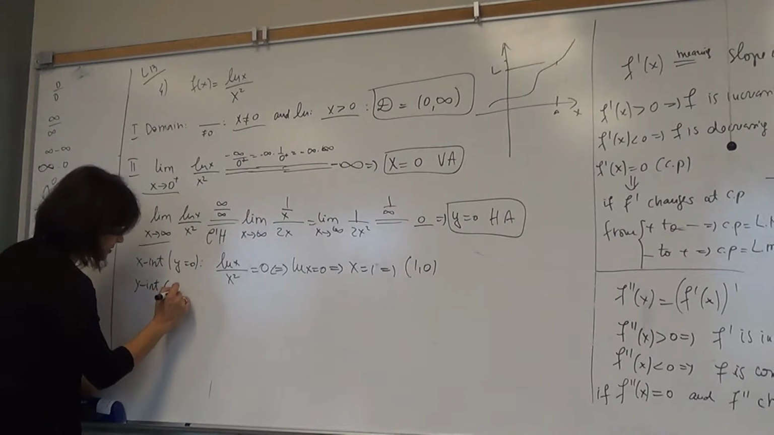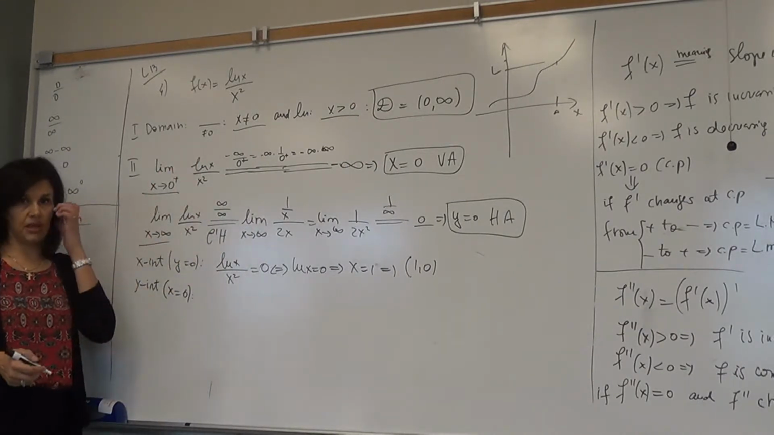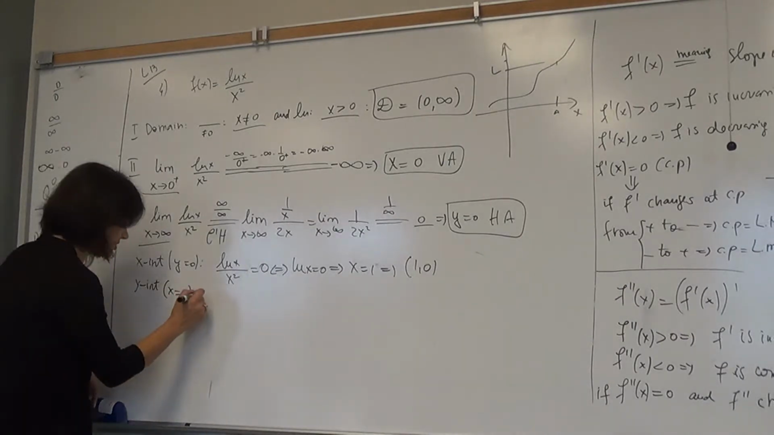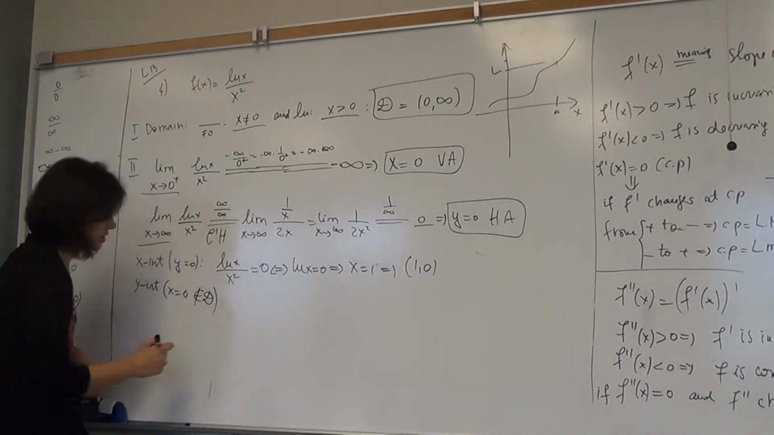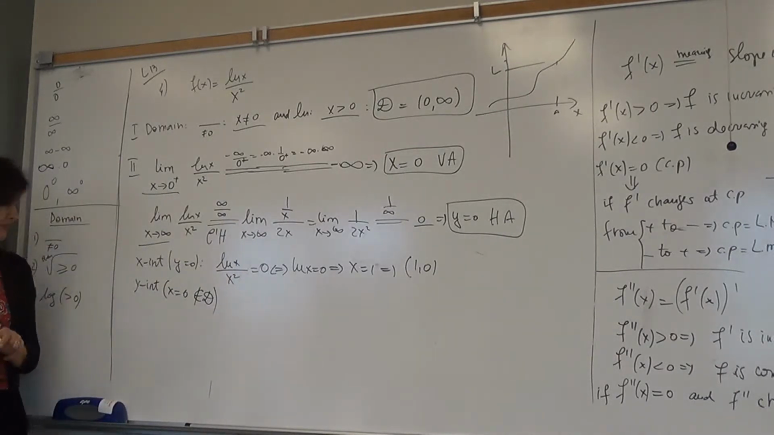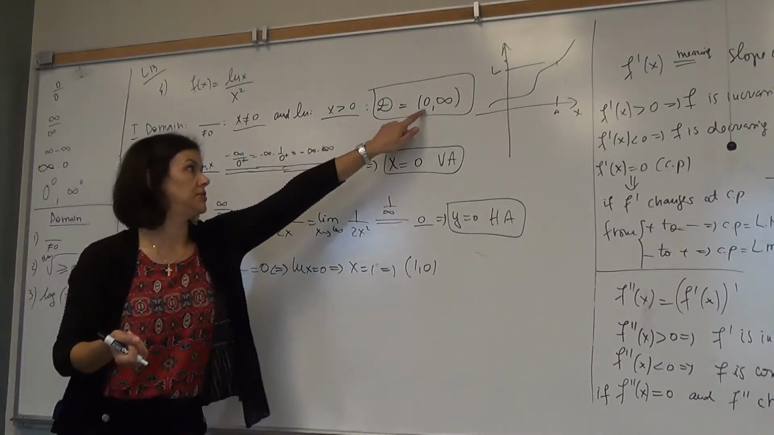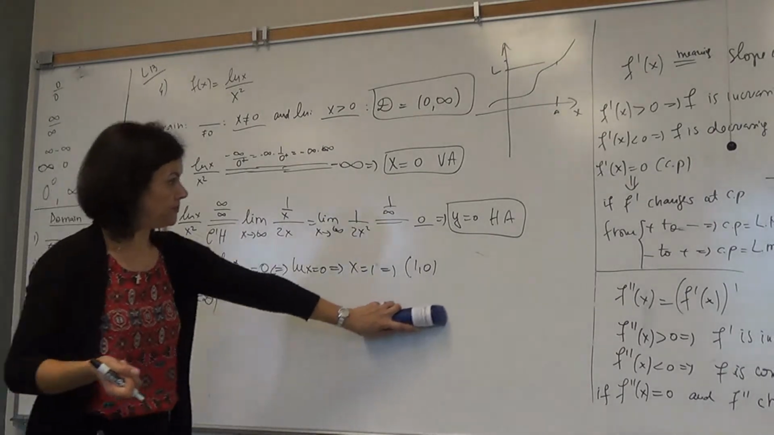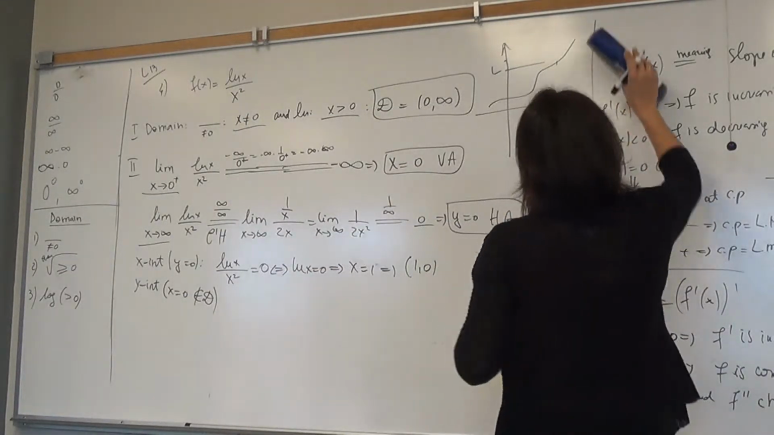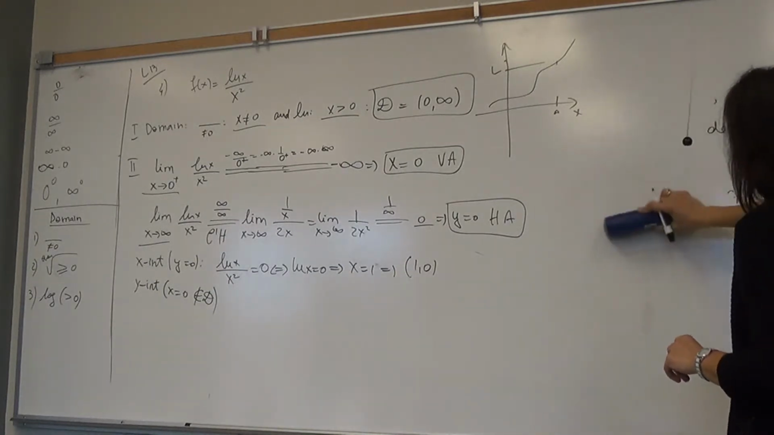Y-intercept means you set x equals 0. So when x is 0, actually it doesn't allow me, because x equals 0 is not in the domain. So there is no y-intercept, because x equals 0 is not allowed by the domain. Approaching 0 is not including 0. So I'm done with the limits, x and y intercepts.